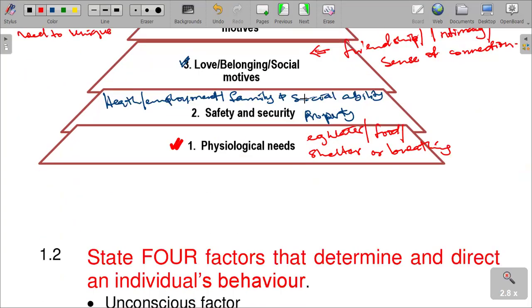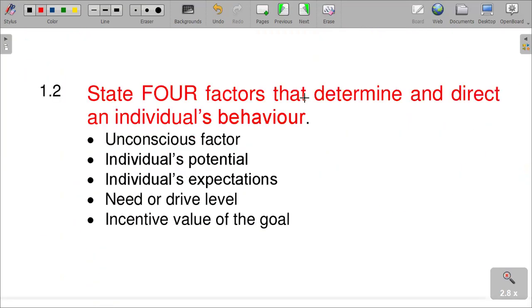Let's go to the next question. State four factors that determine and direct an individual's behavior. What are those four factors? Four factors that affect, determine and direct an individual's behavior.